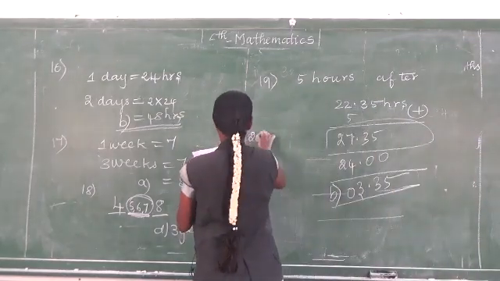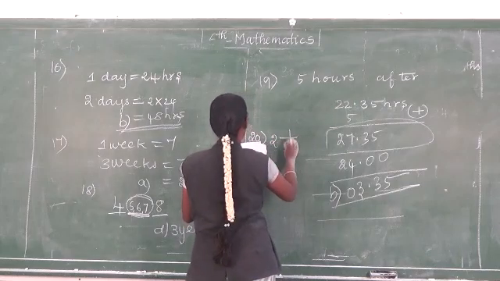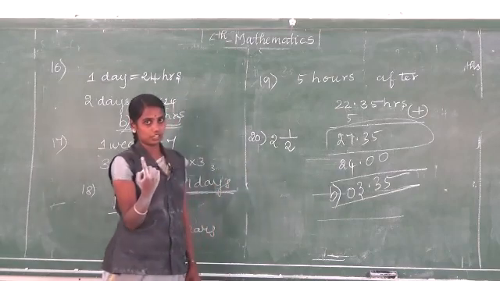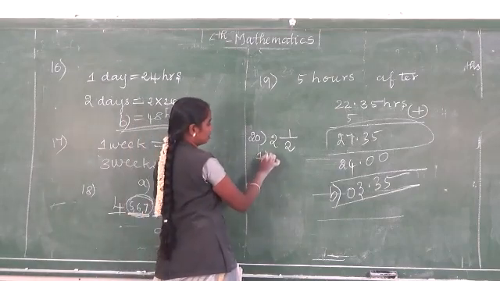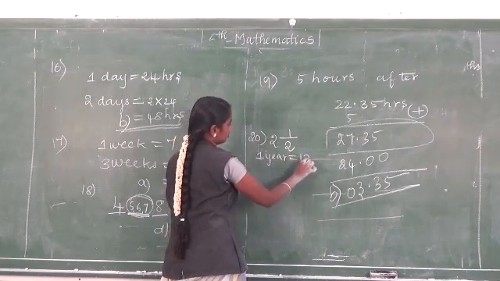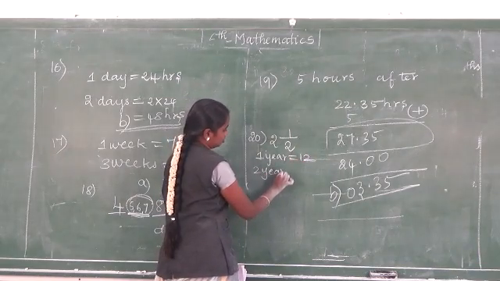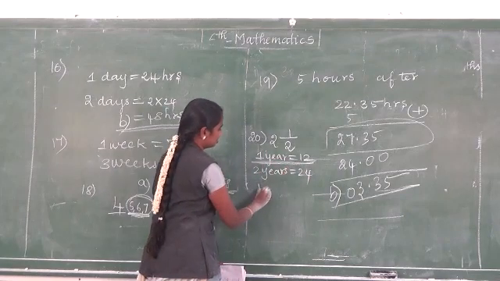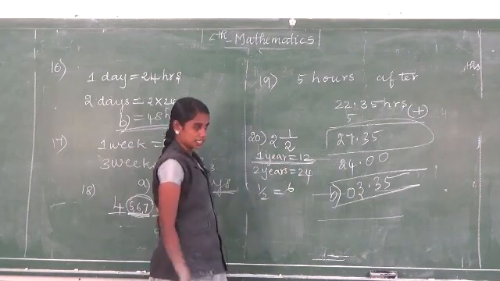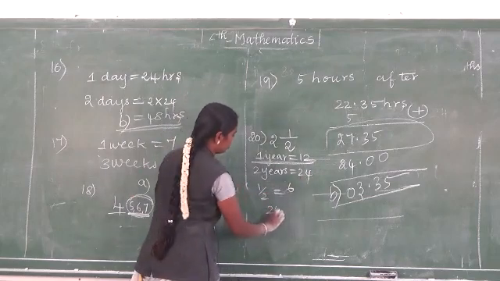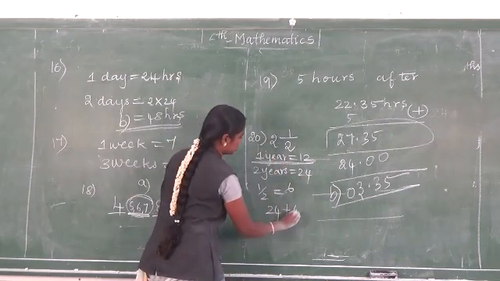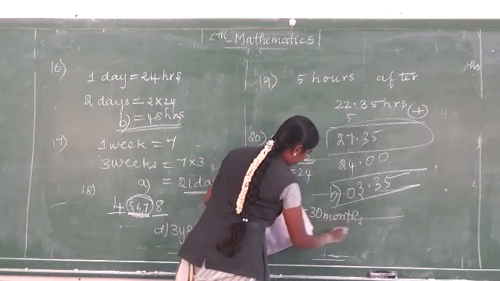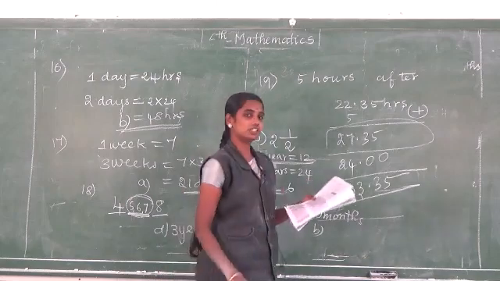Then question number 20. 2.5 years equal to dash months. We know that 1 year equal to 12 months. So 2 years means 24 months. Half year, half of 12, will be considered as 6. So 2 years is 24, then half year is 6. 24 plus 6 is 30 months, the answer. Option B.